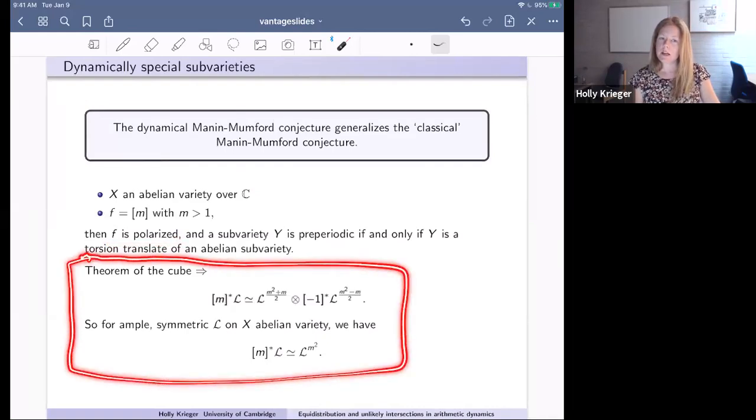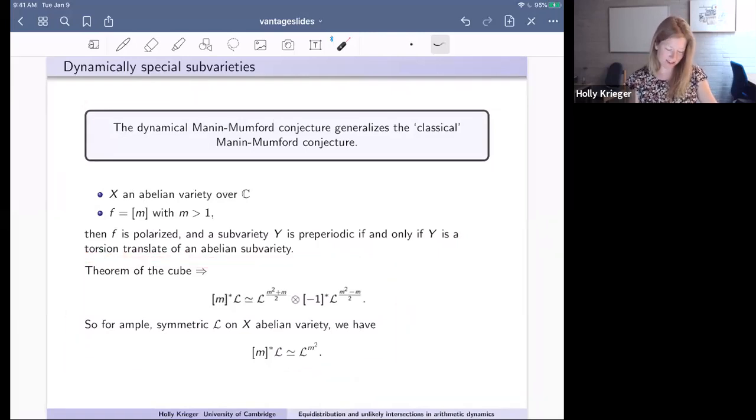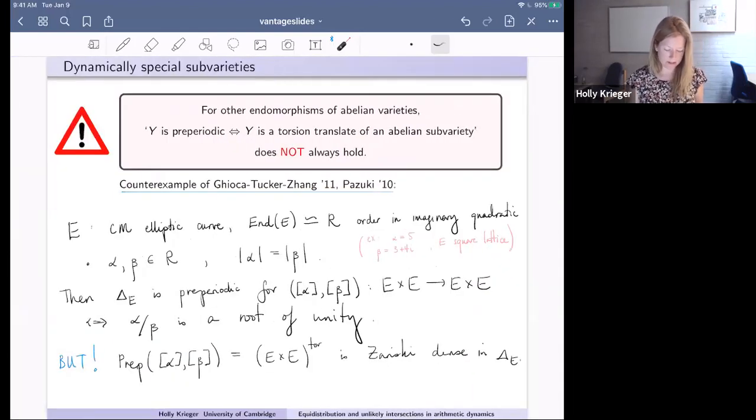All right. And so this map is polarized, and by the classical Manin-Mumford, a subvariety is pre-periodic if and only if it is a torsion translate of an abelian subvariety, okay? And so the torsion points are precisely then the pre-periodic points in this case, and we recover from the dynamical Manin-Mumford conjecture the classical Manin-Mumford conjecture. So that's the good news. The bad news is that it's false, as stated.